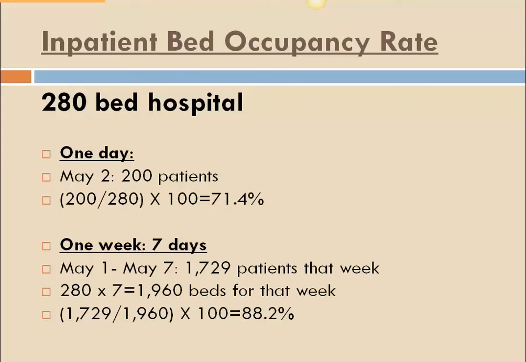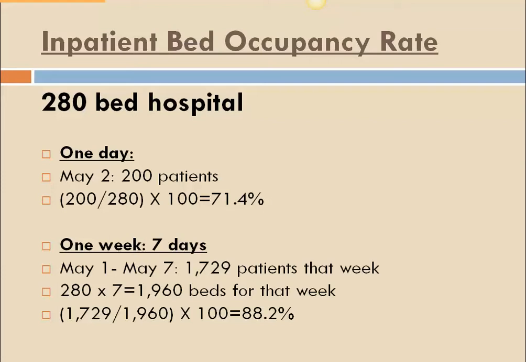If we move down and look at this same rate but calculate it for a week, or 7 days, then we are given a total number of inpatients as 1,729 for that week. So that week we had 1,729 patients in care. So we know that that's going to be our numerator, our total number of patients in care. Now, we can't just simply plug in 280 as our denominator because, remember, 280 is the total number of beds that could be filled on any given day.